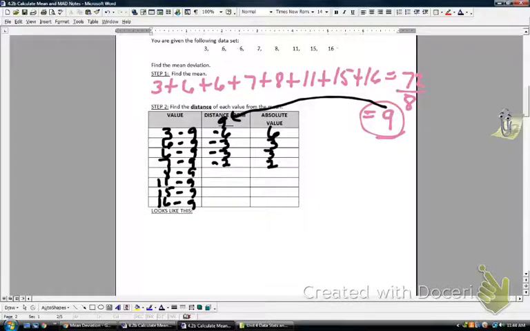Absolute value is 2. 8 minus 9 is -1, absolute value is 1. 11 minus 9 is 2, absolute value is 2. 15 minus 9 is 6, absolute value is 6. 16 minus 9 is 7, absolute value is 7. Okay, so that's what your table should look like.